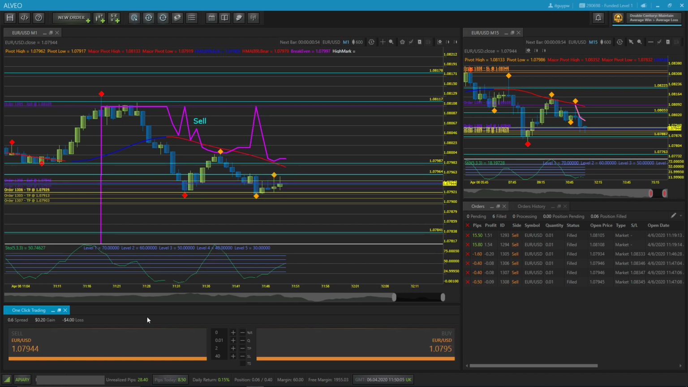So still making some pips here, getting them added to our bank. Those first positions are really good. That may end up saving us for the day since we don't have a lot of movement on the market.